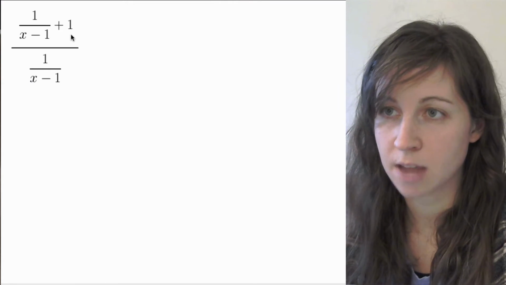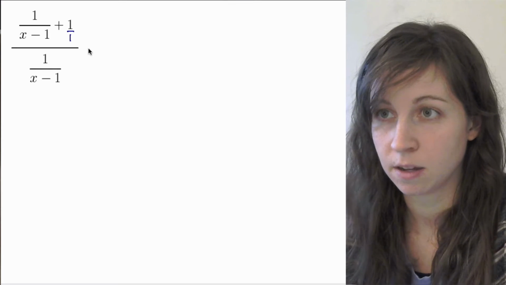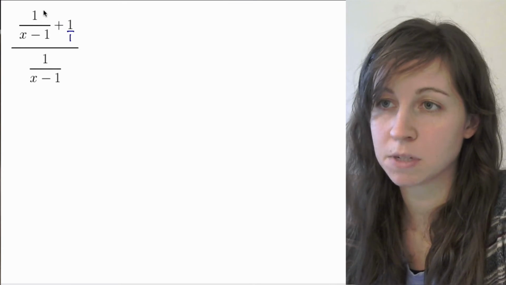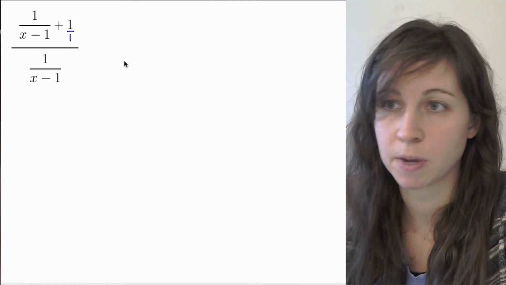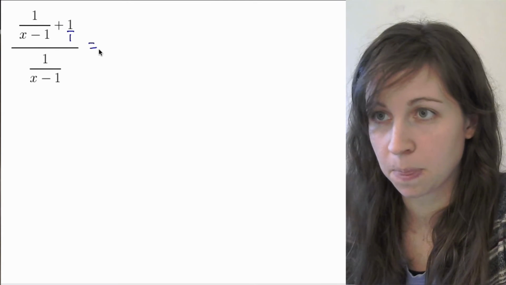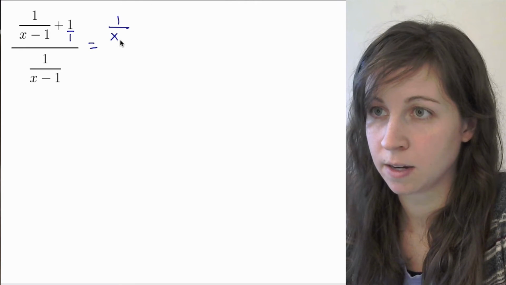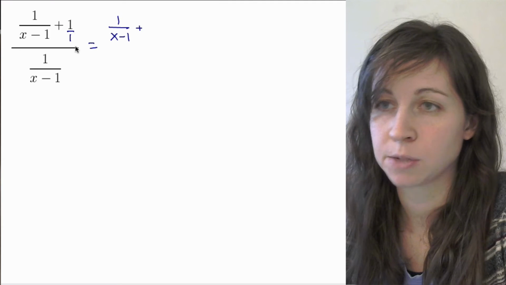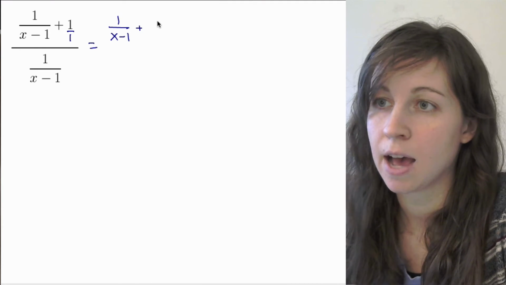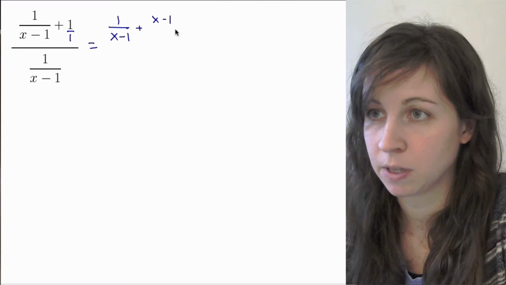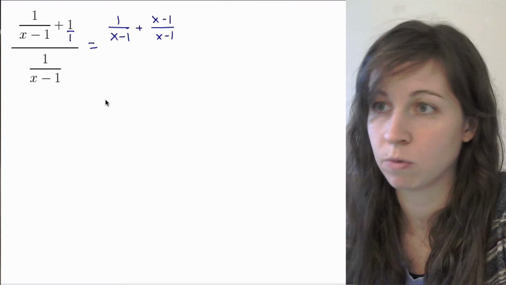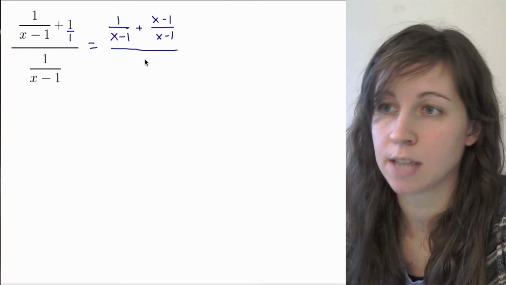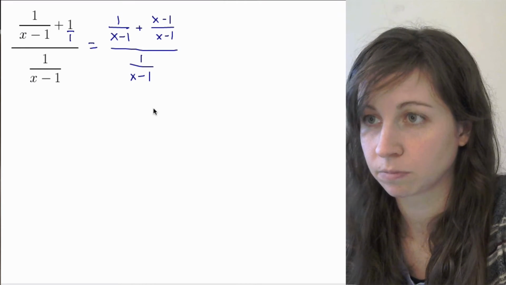The 1 is the same as 1 over 1. Okay, we know how to add 2 fractions together, right? We need to get a common denominator. So our common denominator for this top will be x minus 1. So let's rewrite that. So we'll have 1 over x minus 1, and then for this 1, to make that into a fraction with x minus 1 in the denominator, I will multiply the top and the bottom by x minus 1. So I'll end up with x minus 1 over x minus 1. The bottom of my big fraction is going to stay the same. I'll have 1 over x minus 1.